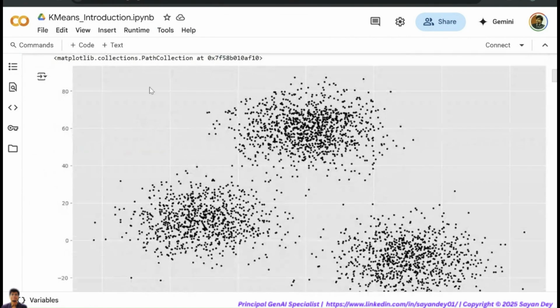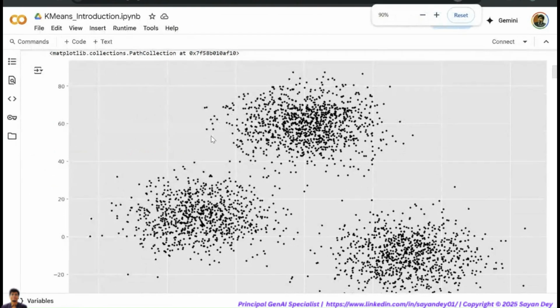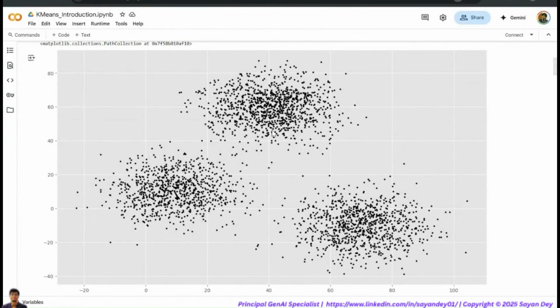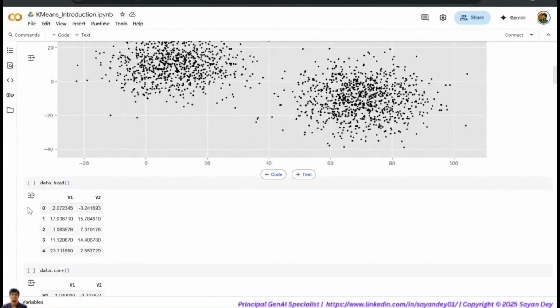So this is my data set. The example number one that we are taking up is a very simple data set. We are taking two-dimensional data, you can see. When I do data.head, I am able to see V1, V2. V1, V2 are the two features we have right now. And we can also see the values of the features.